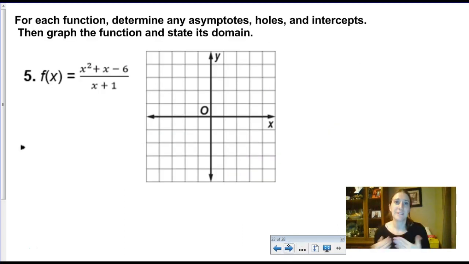The important part is to find all those components. So I'm going to ask you on a summative to explicitly find the holes, vertical asymptotes, know the difference between them. I will ask you for domain and all that good stuff. This one's fun. I do see it's top heavy, so we're going to have some long division over here. I'm going to go ahead and take care of that now if you don't mind.